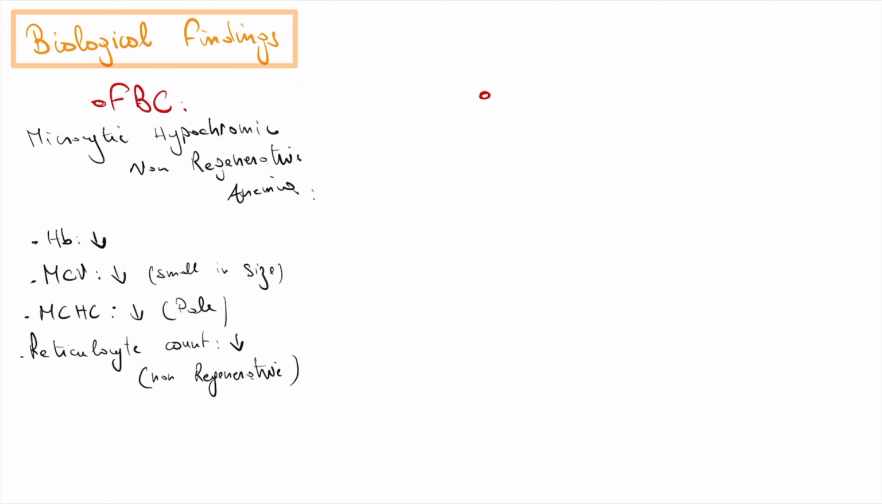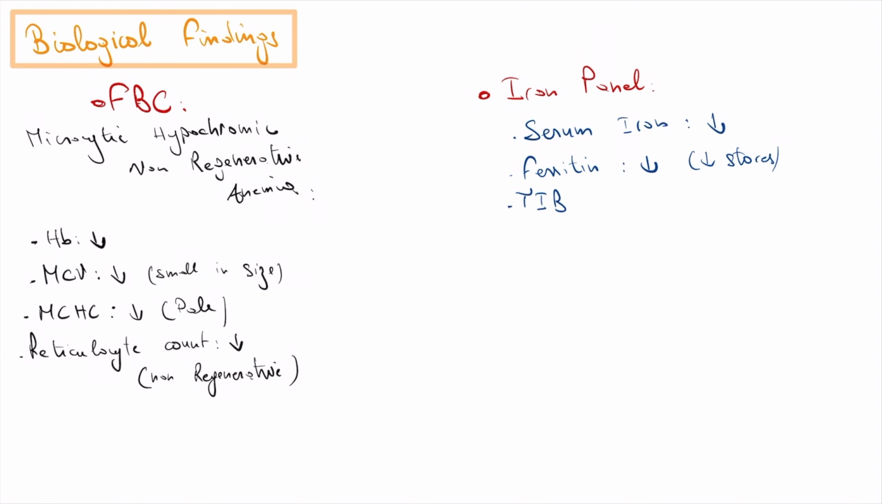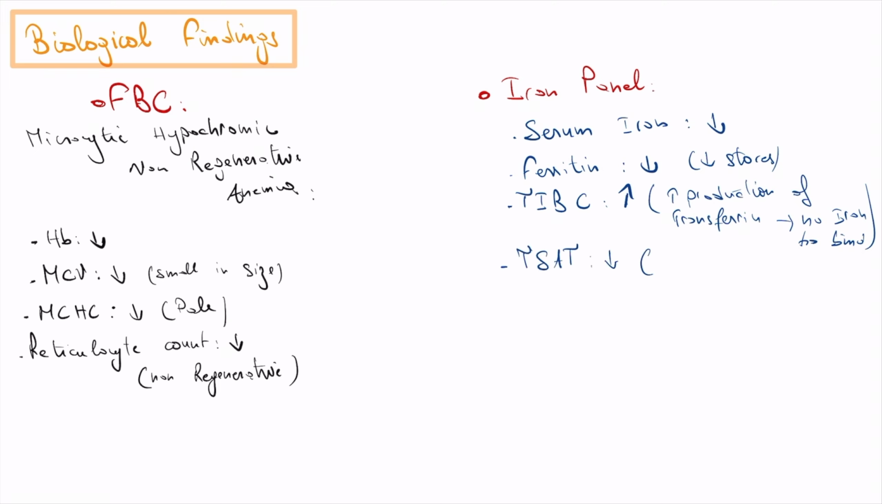For iron panel, serum iron will obviously be low. Ferritin will also be low. Low iron means low stores. The total iron binding capacity will be high. Now, why is that? The liver will release more transferrin to absorb any iron, but there will be no iron to bind to, so the capacity to bind will be high, which also explains why the transferrin saturation, TSAT, will be low, since we'll have more carriers and no iron available.